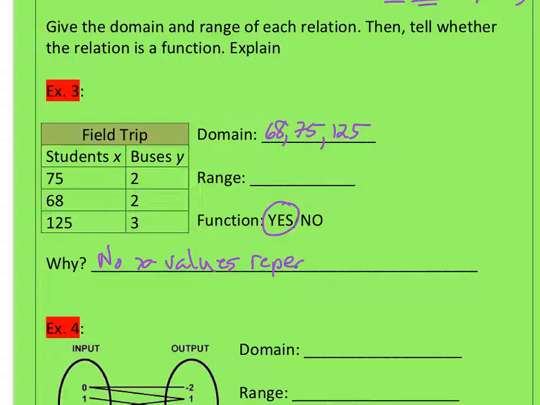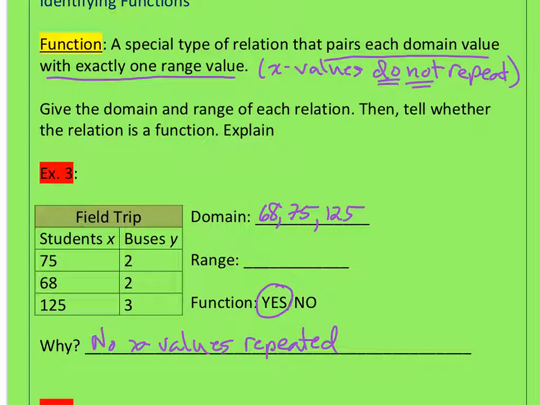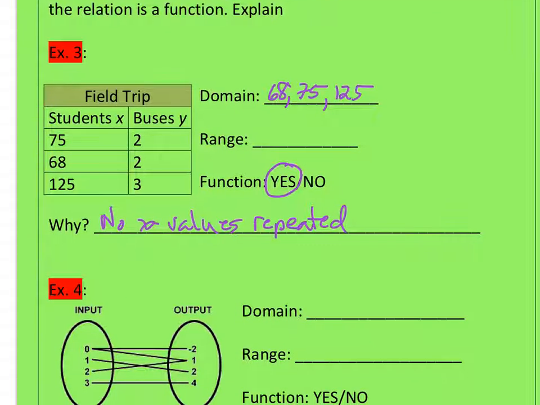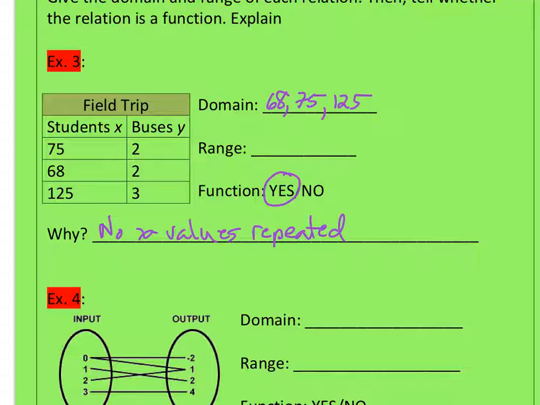Or you could state the definition of the function up here, and you could say each domain value paired with exactly one range value. That would be giving you full credit. Now your range, we don't want to repeat anything in the range. The range has a repeated value of 2, so we're just going to put 1, 2 and 1, 3.